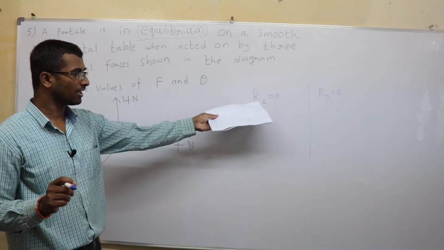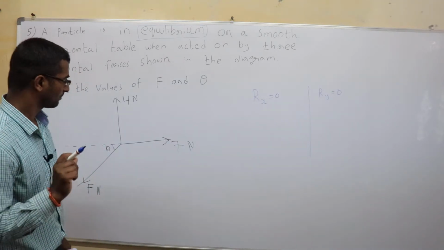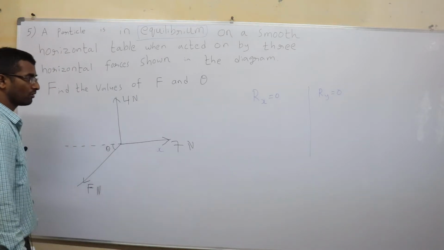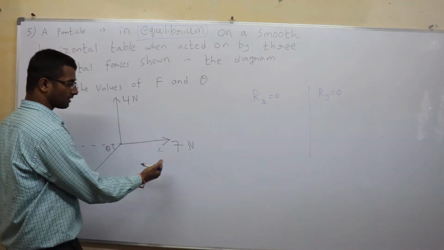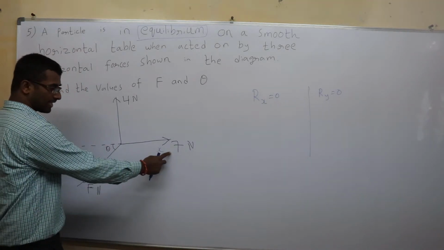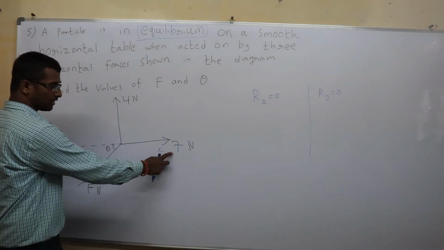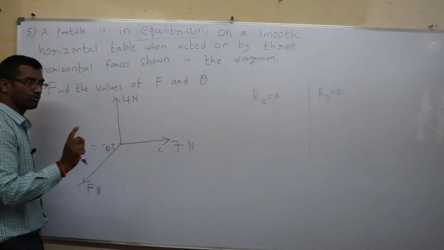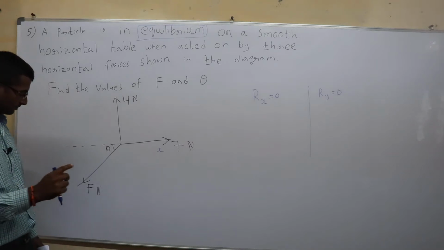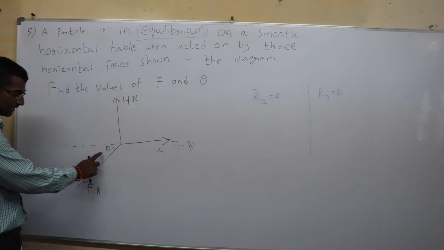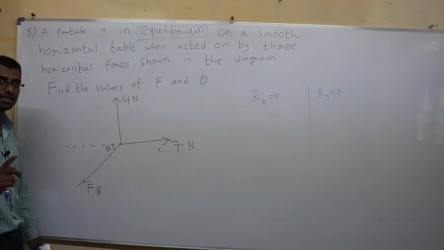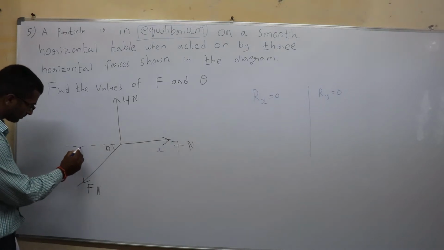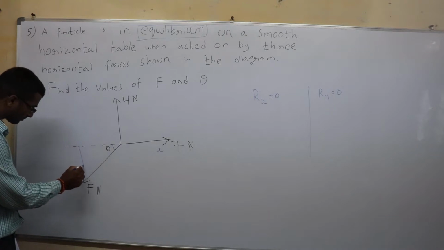Let us resolve Rx first. For that, if I assume this to be the x-axis, what is acting in this direction? Before that, 7 is acting horizontally, so I don't need to resolve 7. 4 is acting vertically, so 4 also need not be resolved. This one is acting at an angle theta, so this has to be resolved. To resolve it, I need to form a right angle triangle. So I drop a line here.